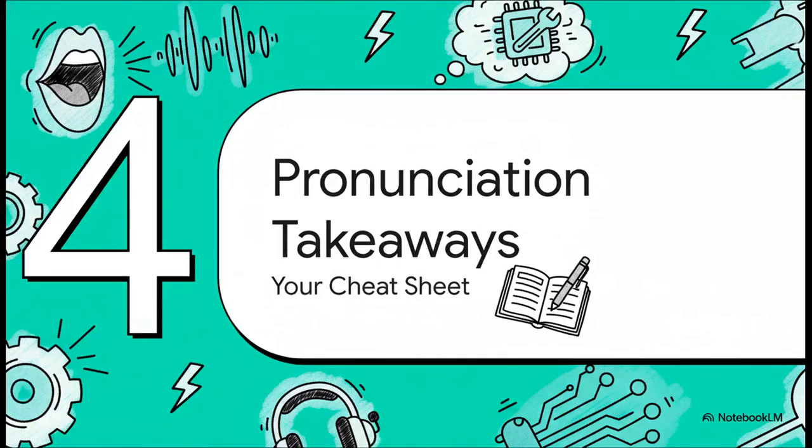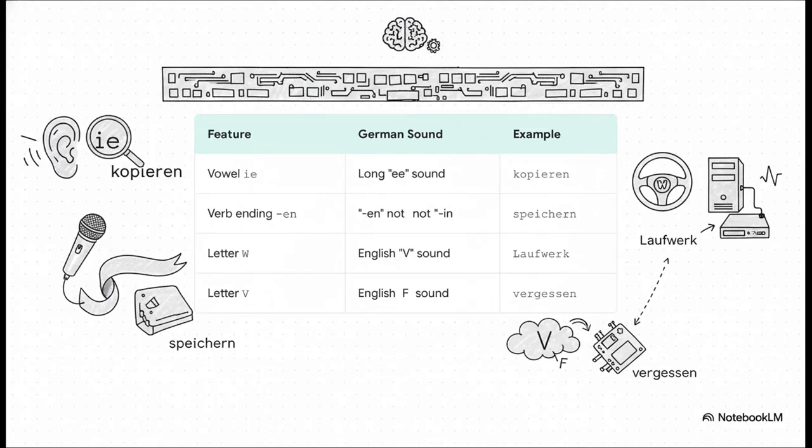Wow. Okay, we've covered a lot of ground here. Let's wrap things up with a quick summary. Think of this as your own personal cheat sheet for getting these sounds right. So these are the absolute must-knows. First off, that IE combination, it's always going to be a long E sound, just like we heard in kopieren. Next, those verb endings. You've got to make them clear. It's speichern. Really hit that EN sound, not a lazy speichern. Then you've got the German W, which sounds just like an English V. Think Laufwerk. And finally, the German V often sounds like an English F, like in vergessen, which means to forget. If you can lock these four things down, you are absolutely golden.